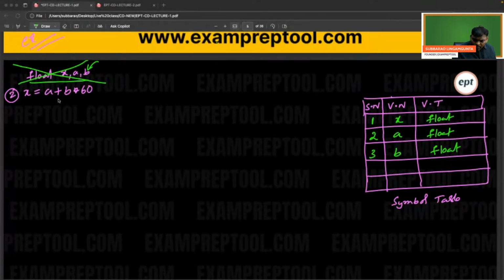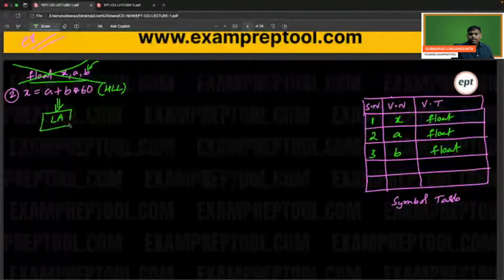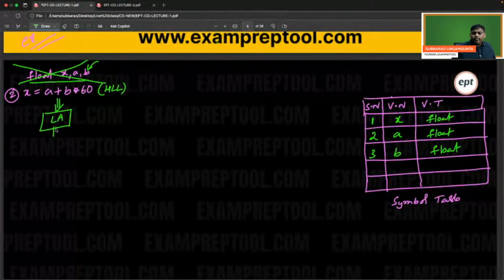Now everyone remember how the second statement will be executed by the compiler. In the compiler, the first phase is the lexical analyzer. See this one. The lexical analyzer will take this high level language statement. What will it do? Remember, it is the first phase of the compiler.